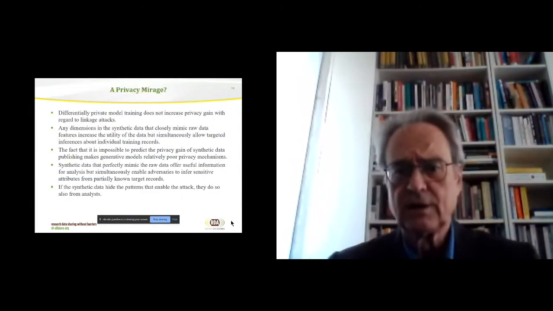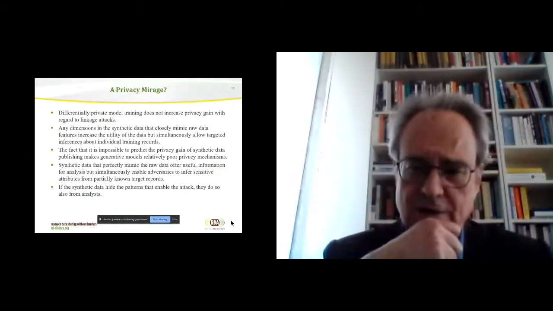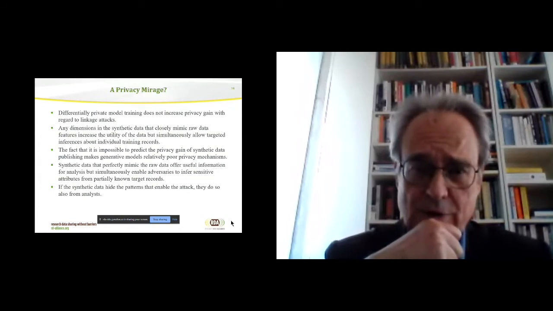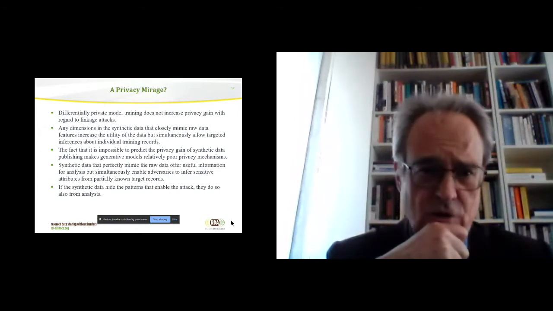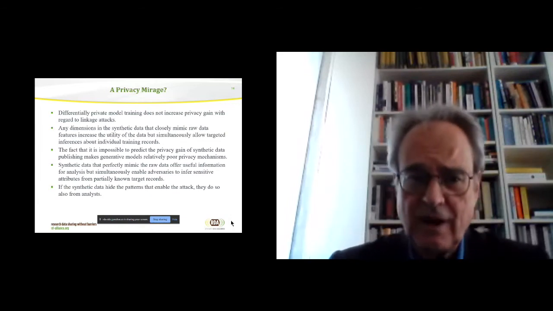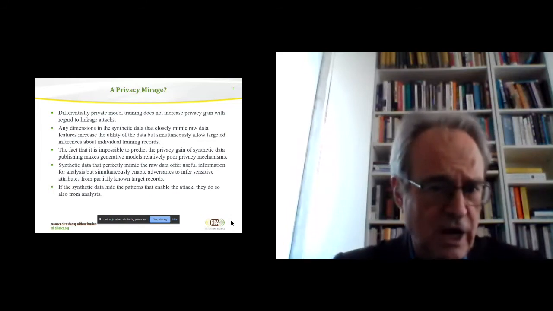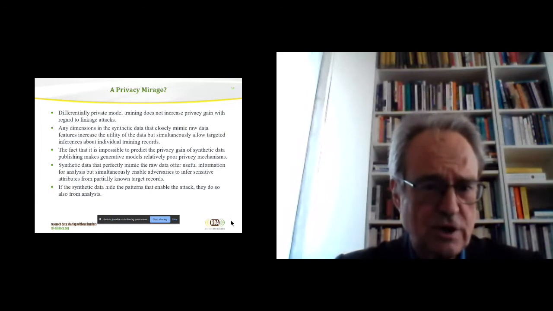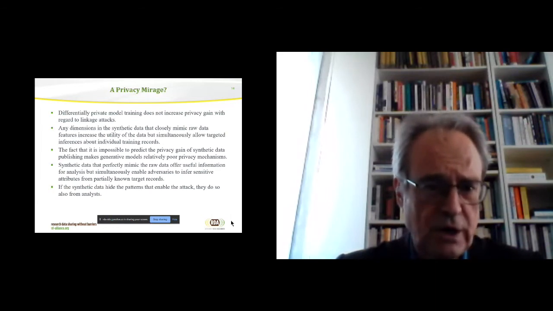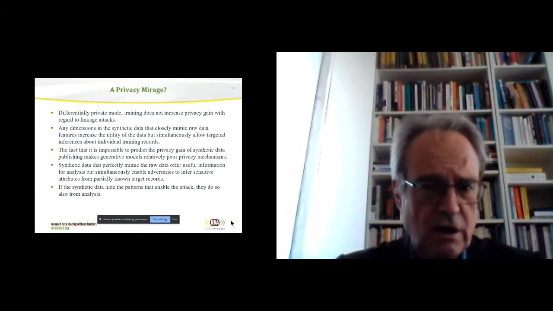But there's a bunch of three brilliant young ladies who are researchers at the Polytechnic University of Lausanne and at the University College in London, who have spoken of a privacy mirage. They say that differentially private model training does not increase privacy gain with regard to linkage attacks. Any dimensions in the synthetic data that closely mimic raw data features increase the utility of the data, but simultaneously allow targeted inferences about individual training records.